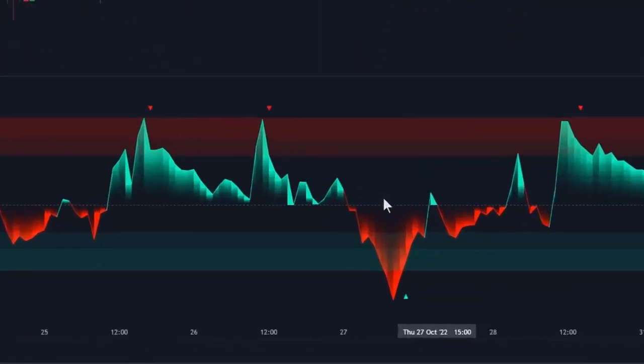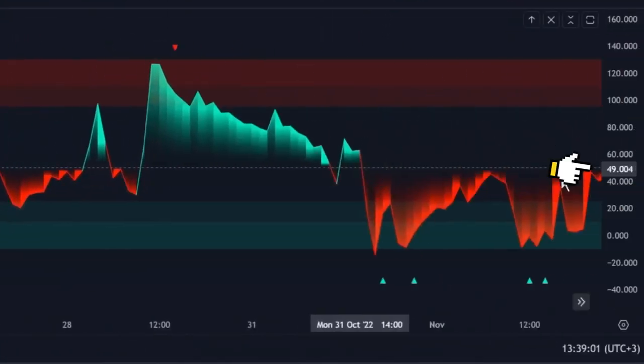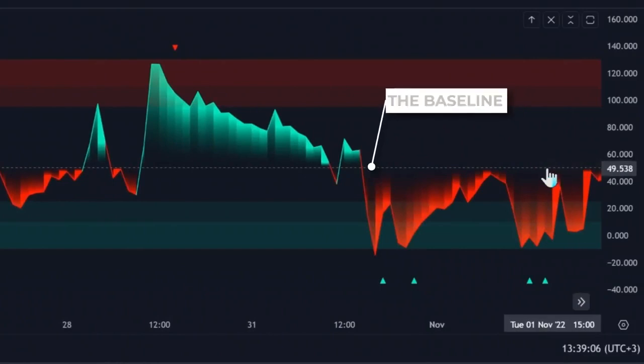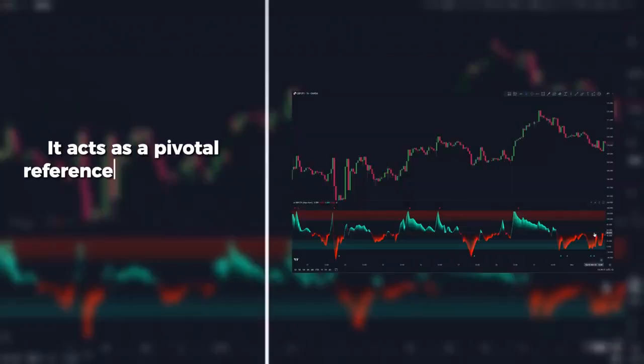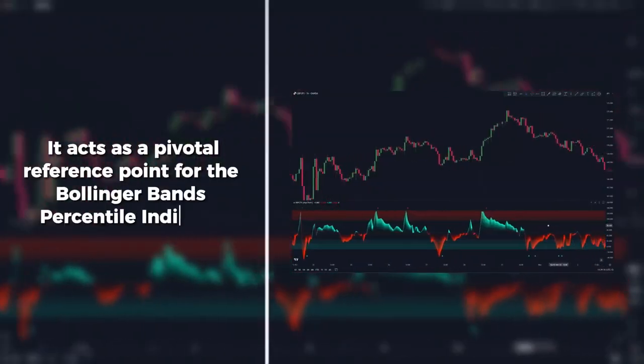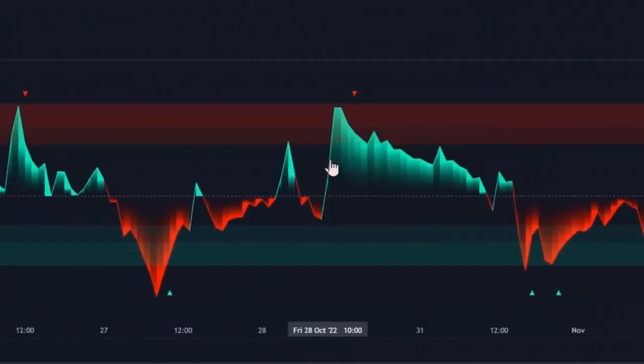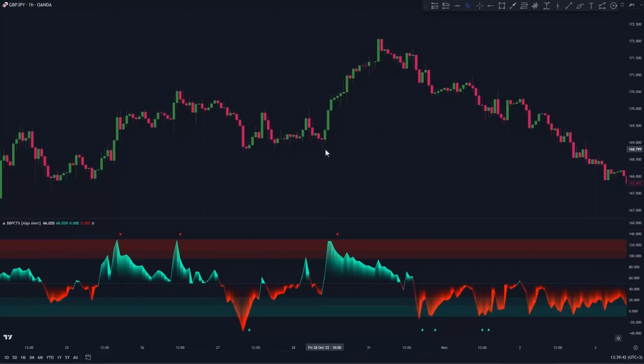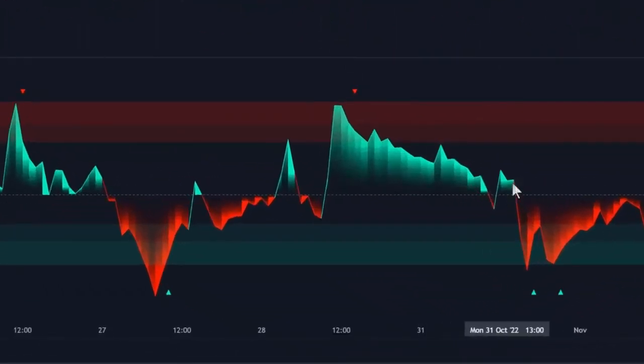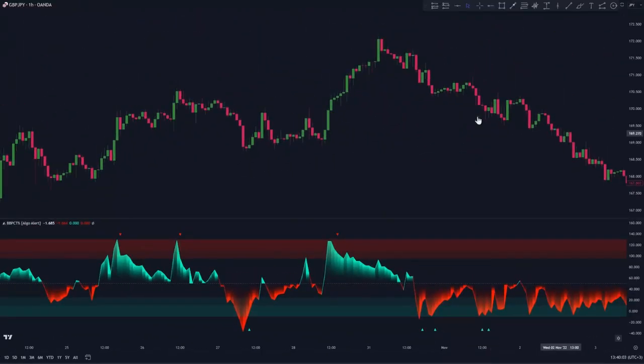This horizontal line, typically set at the 50 percentile mark, is called the baseline. It acts as a pivotal reference point for the Bollinger Bands percentile indicator. When the Bollinger Bands percentile line rises above this 50 level, that indicates a bullish trend, signaling that the price is in the upper half between the Bollinger Bands. Conversely, when the Bollinger Bands percentile line descends below the 50 mark, it indicates a bearish trend, suggesting that the price is situated in the lower half of the Bollinger Bands range.